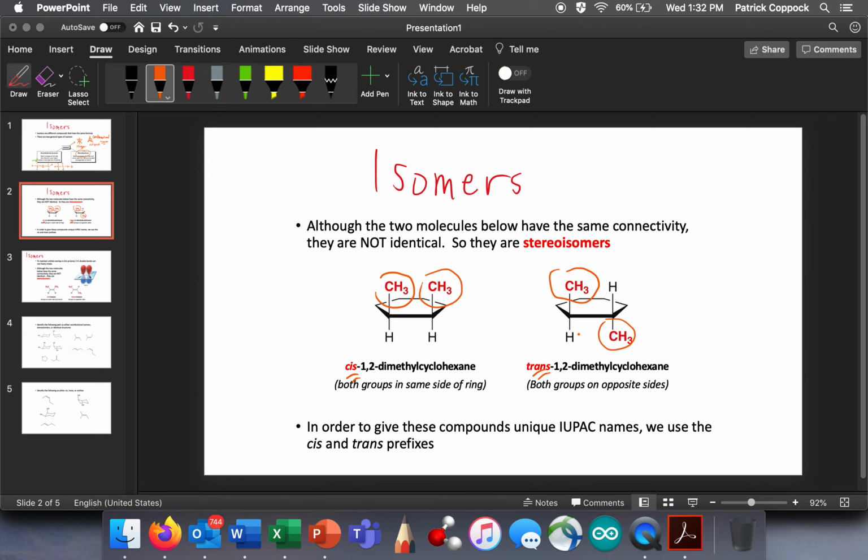Stop the video, make a six-membered ring with sp3 hybridized carbons, make a methyl group on both on the same side of the ring, and prove to yourself that we cannot twist the bonds or rotate the bonds such that we can make it a trans. All right, so these are not the same thing. Cis and trans, 1,2-dimethyl cyclohexane. They have the same connectivity, but they are not the same compound. They have different physical properties, and so they are indeed different.